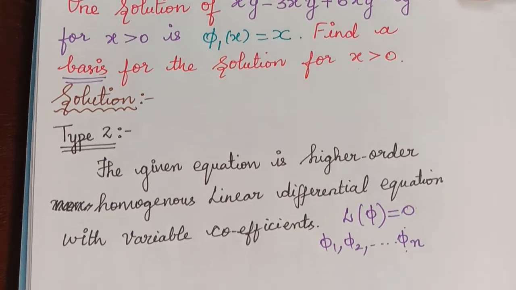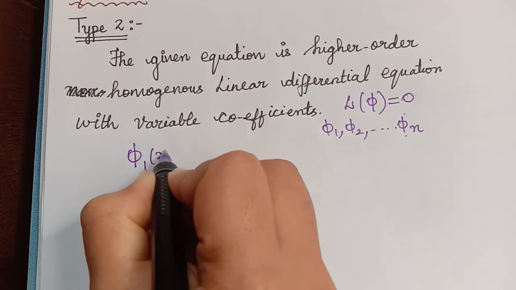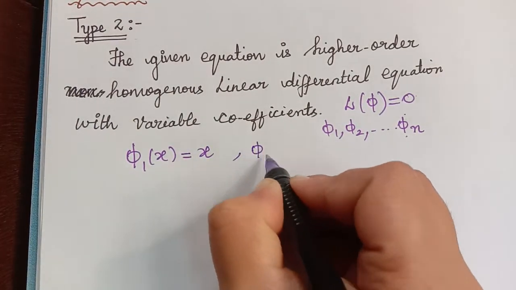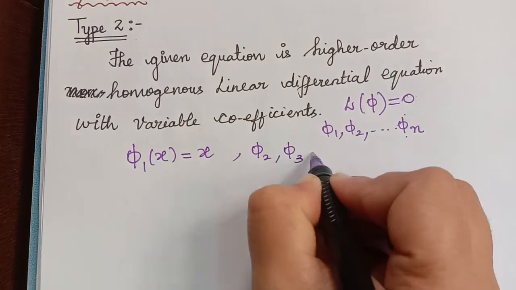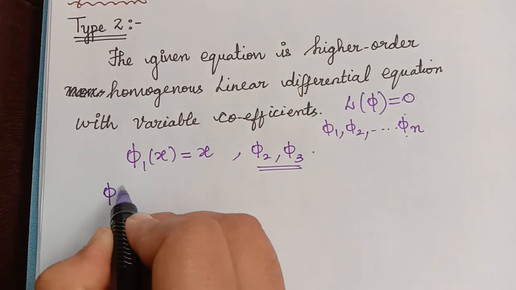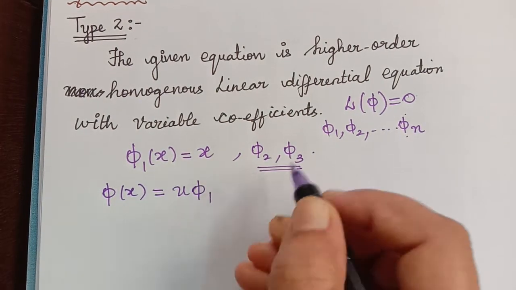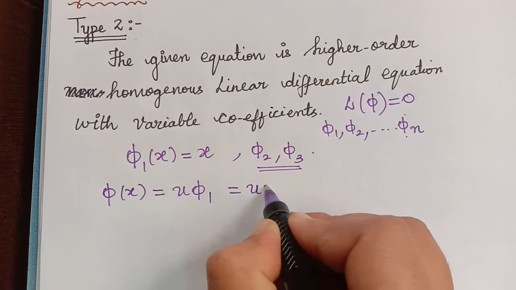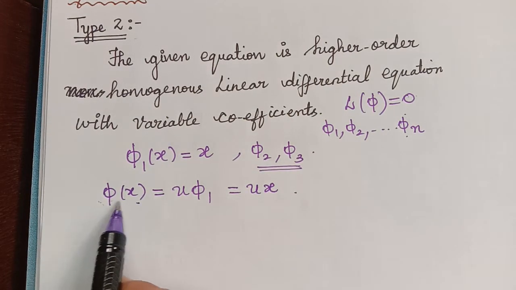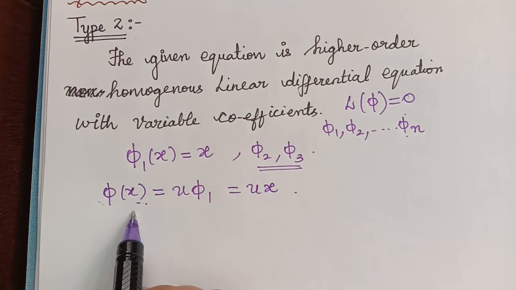So now it is given that this equation has a solution phi 1 of x is equal to x. Now we have to find the other two solutions phi 2 and phi 3, for which we will generally first of all write the solution phi of x to be equal to u phi 1. So that is equal to u multiplied with x. So generally we are taking it as phi. After evaluating that phi, let us find phi 2 and phi 3 from that separately.